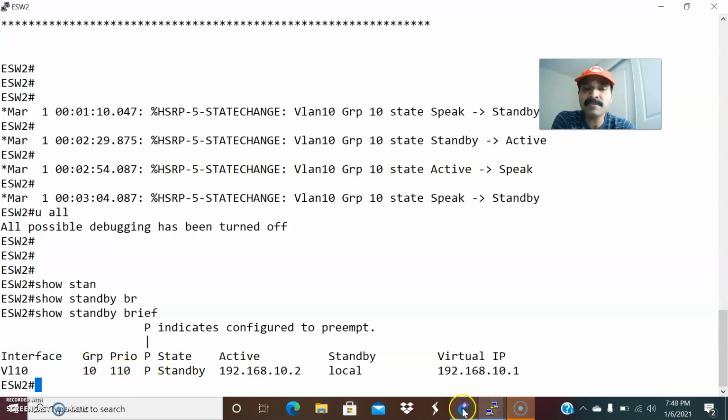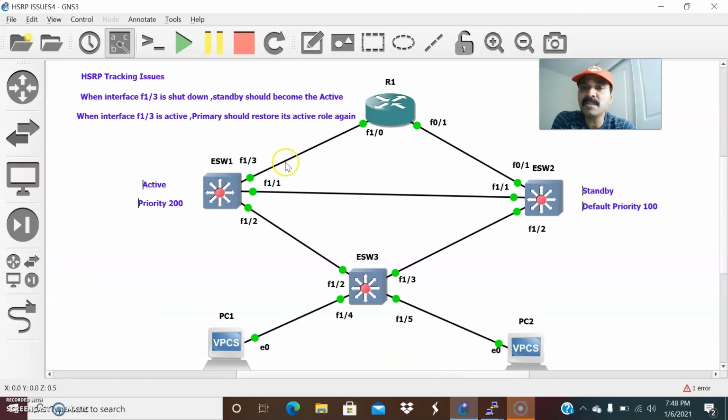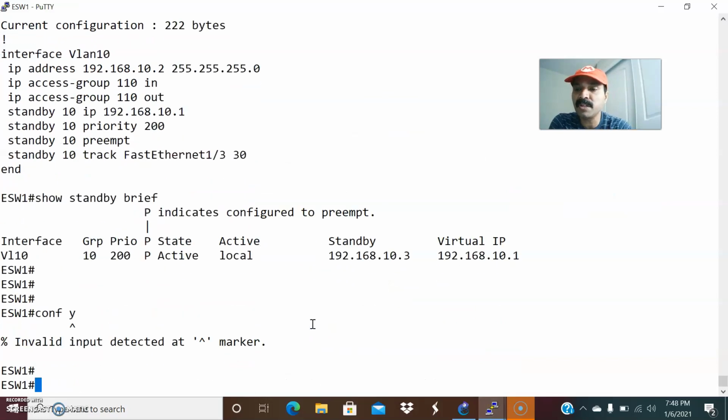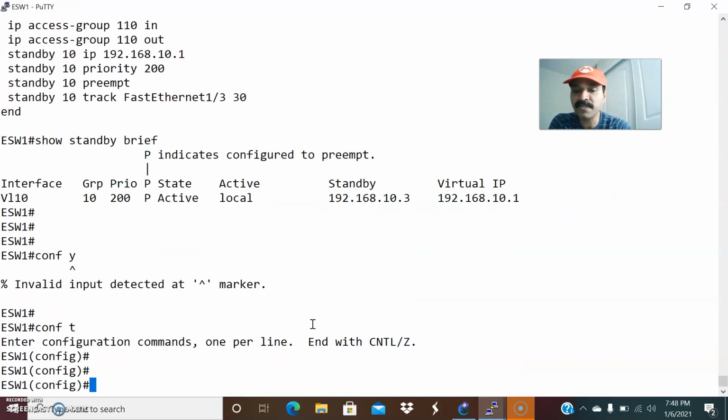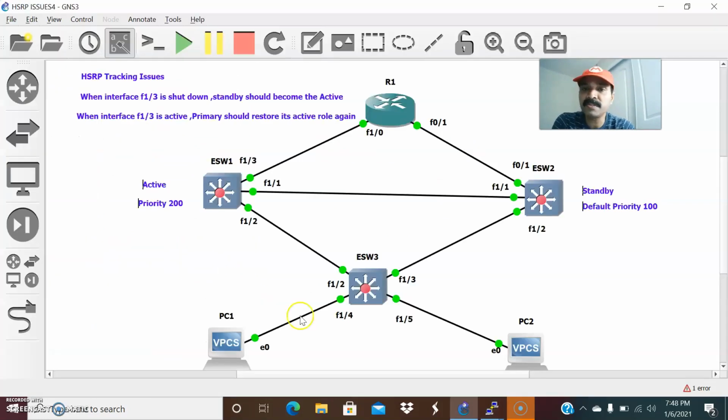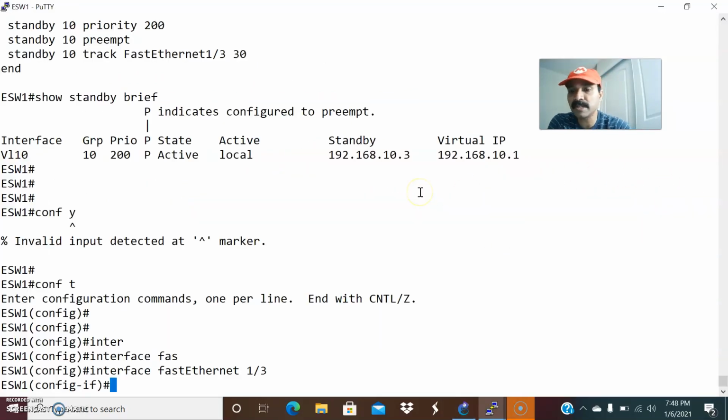So now what will we do? Let us shut down this interface. When I shut down this interface, obviously the standby should take over the active role, but that is not happening. So we have to debug the issue. Let us go to the primary router and go to configuration mode, and shut down the FastEthernet interface, that is, this serial interface I'm going to shut down. This should make the standby take over the active role. Let us see what happened.